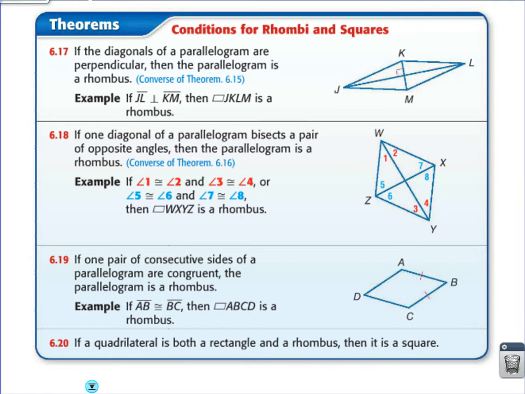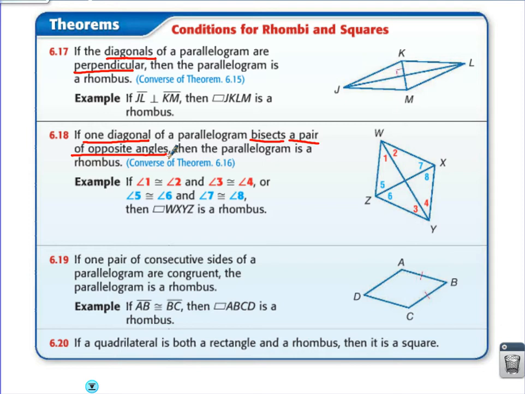First off, a condition for a rhombus. If the diagonals of a parallelogram are perpendicular, it is a rhombus. So that's the first one you write down. Second one, if one diagonal bisects a pair of opposite angles, then the parallelogram is a rhombus. And notice it says one diagonal. You don't even have to test both. If angle 1 is congruent to angle 2 and angle 3 is congruent to 4, if that one diagonal bisects this angle, then you've got a rhombus. So one diagonal bisects a pair of opposite angles, then it is a rhombus.